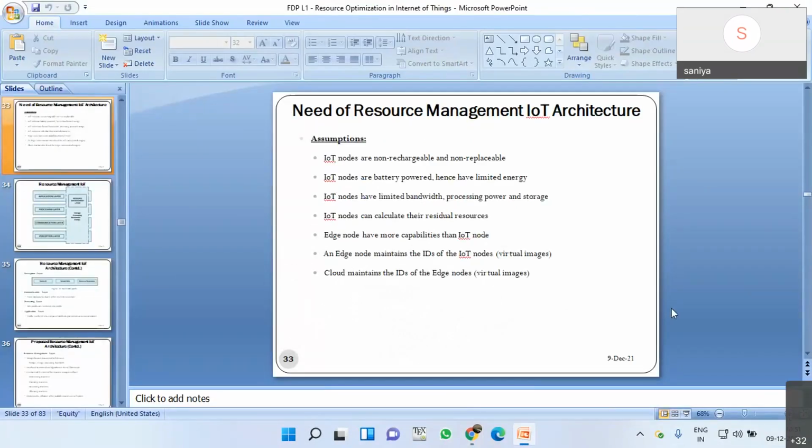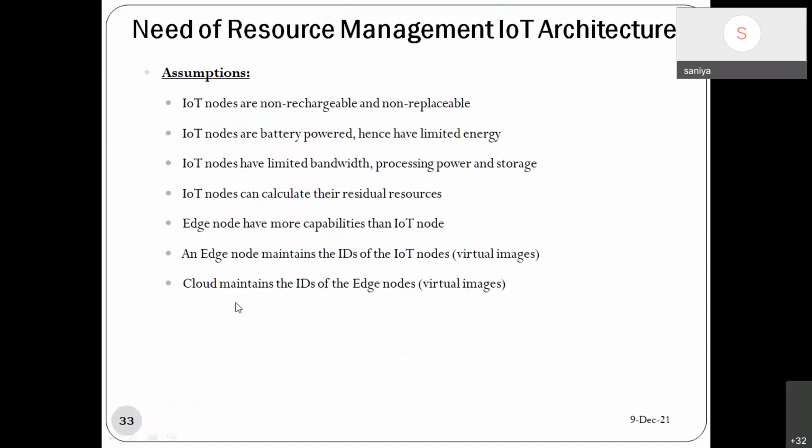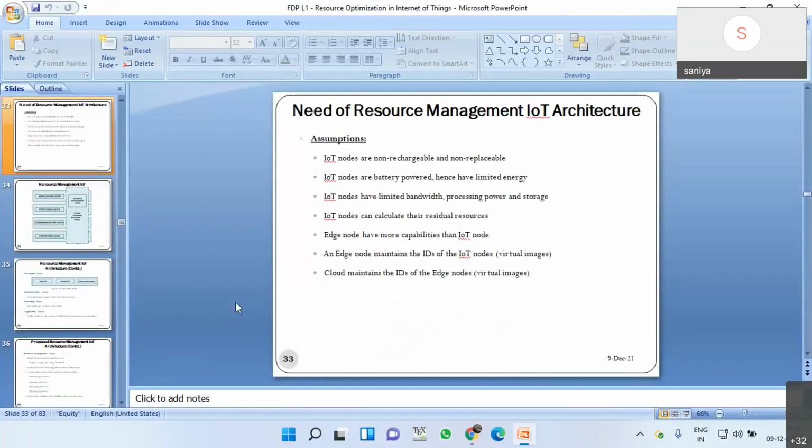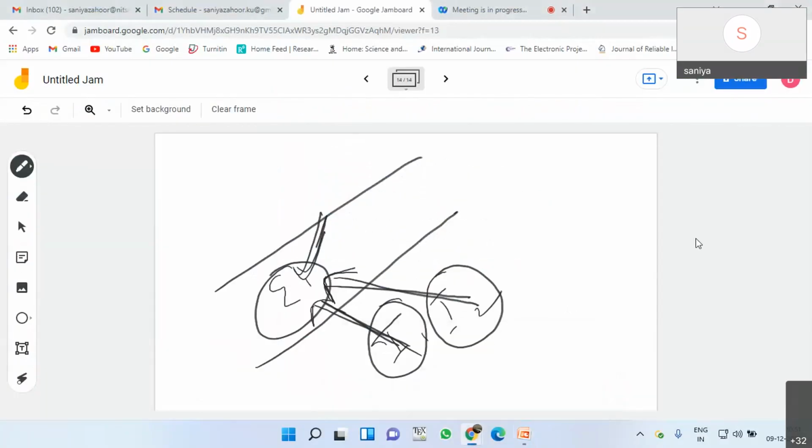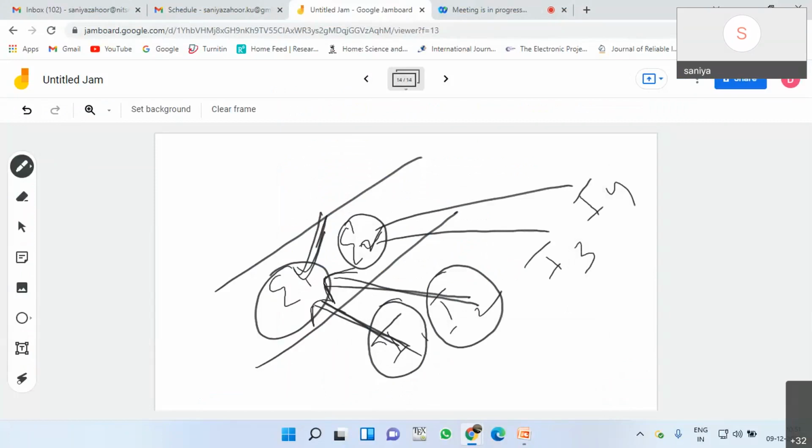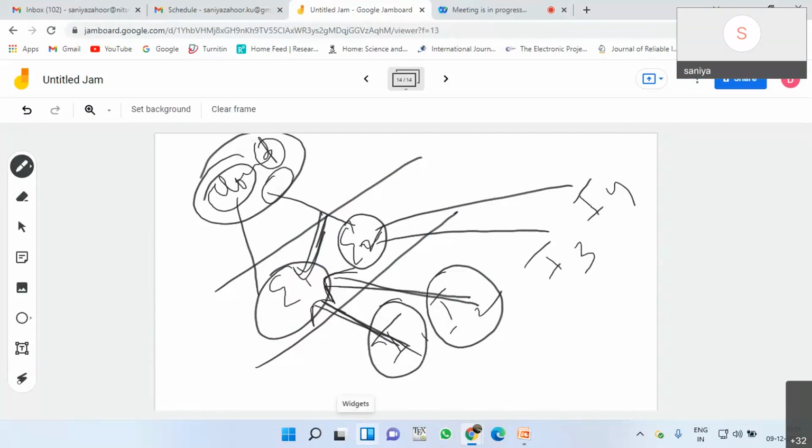Then coming to the next point, which is the cloud. The cloud will maintain the IDs of the edges. Now I told you there is a tree-like structure. There can be edge 2, and I3 and I4 are reporting to edge 2. Then E1 and E2 are reporting to the cloud. So you can see there are some IDs that it has to maintain here. We can have different containers here. So this cloud maintains the IDs of these edges, and the IDs of these IoTs are maintained here.